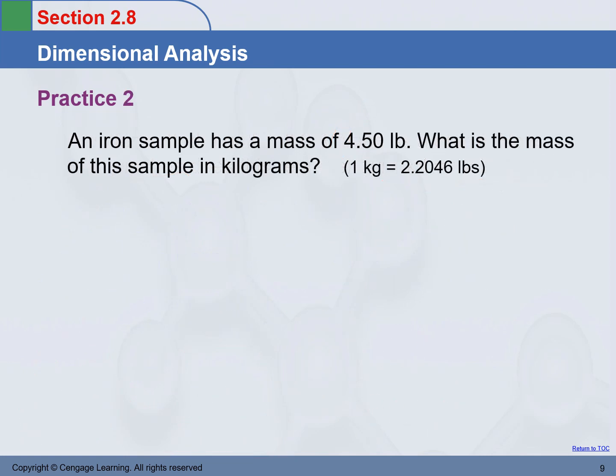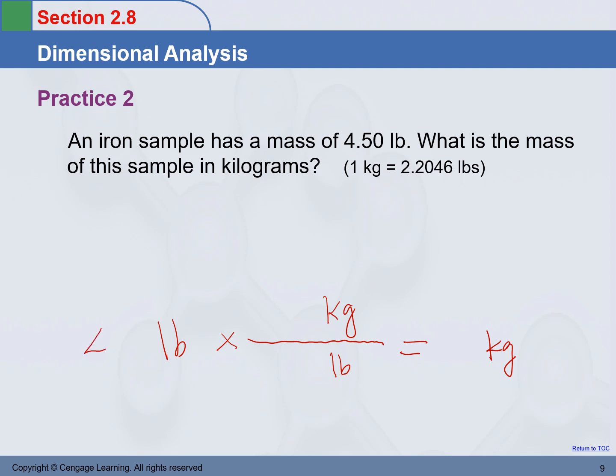Another practice. A sample has a mass of that many pounds. What is the mass in kilograms? Oh, this one is pretty straightforward. Given unit is pound. Wanted unit, kilograms. Once you see these two different units, you can put the conversion factor right here. Pound needs to be at the bottom. Kilograms needs to be on the top.